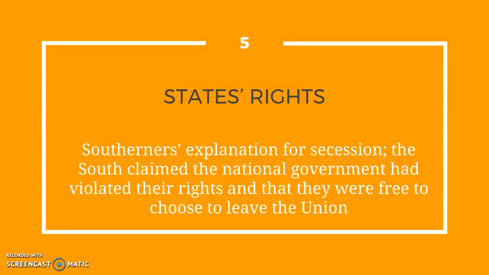Now, the next key term we have in this video is states' rights. And states' rights was Southerners' explanation for why they left the United States, why they wanted to break away. The South claimed that the national government had violated their rights and that they were free to choose to leave the Union. They said that originally they made the choice to join the Union way back when, during the Revolutionary War, and they also therefore had the right to leave the Union when their rights had been violated.